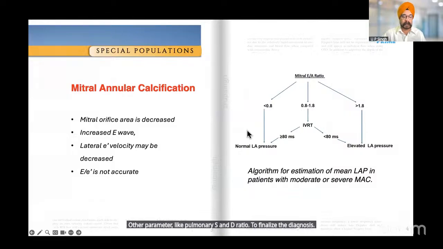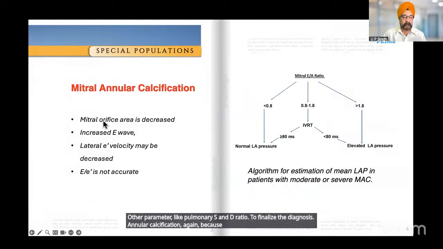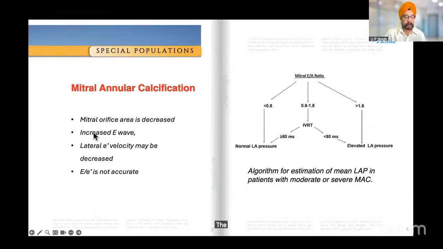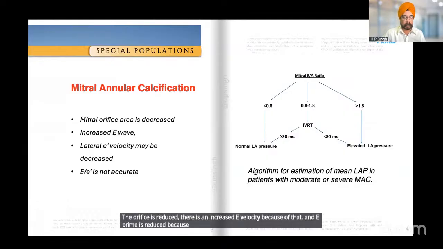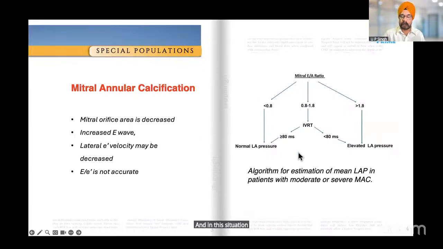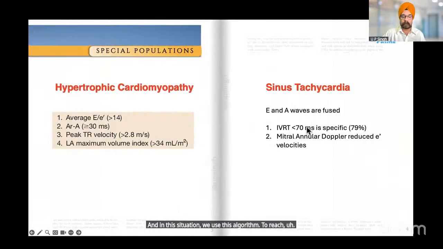Annular calcification: because of the annular calcification, the orifice is reduced. There is an increased E velocity because of that, and E prime is reduced because it's calcified; the annulus is not moving. So E to E prime is not accurate. And in this situation, we use this algorithm to reach the diagnosis.